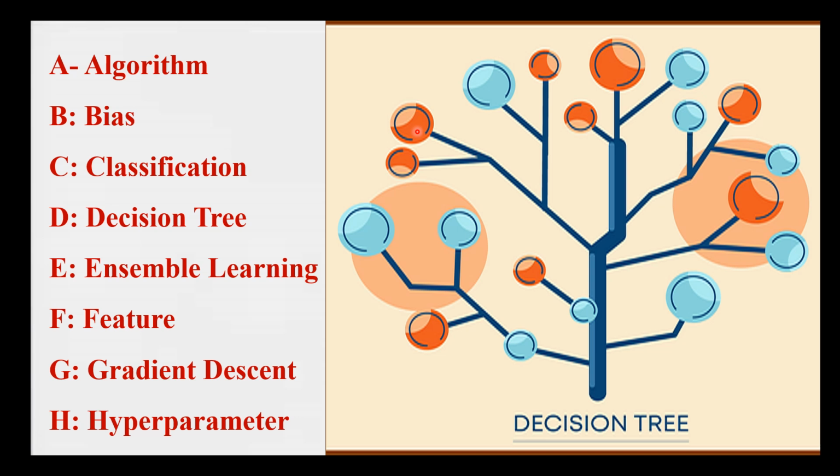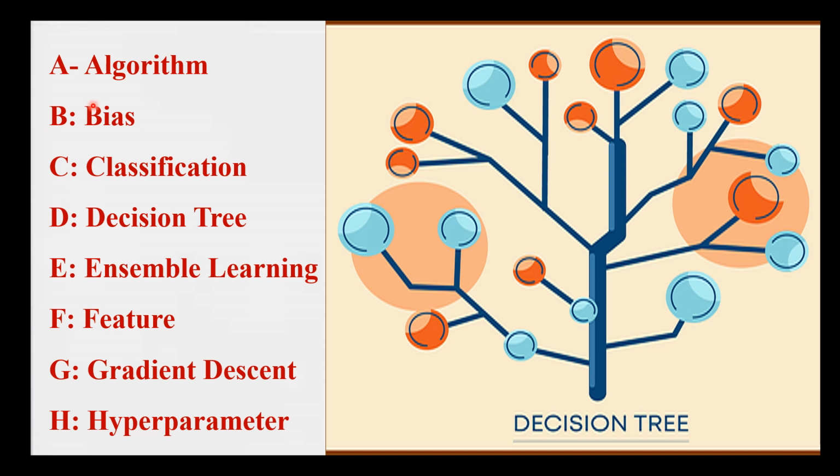A is the algorithm. So imagine a recipe for a dish where each step tells you what ingredients to use and in what order. An algorithm is also a set of instructions for a computer to follow to solve a problem or complete a task.